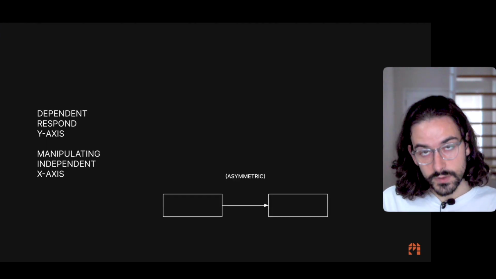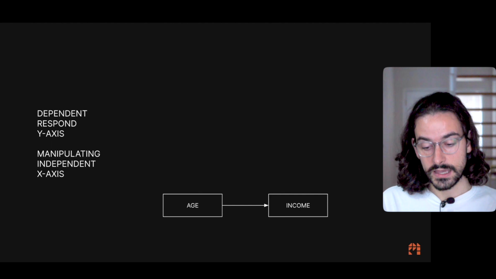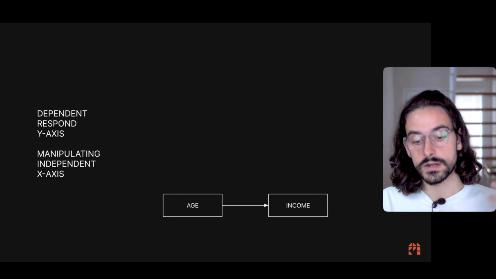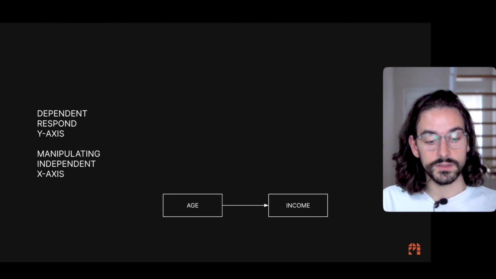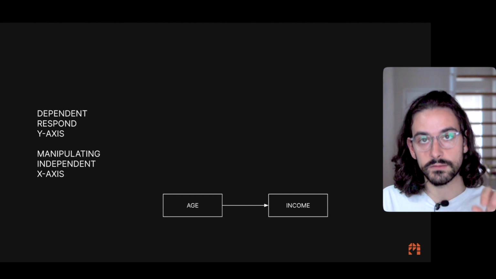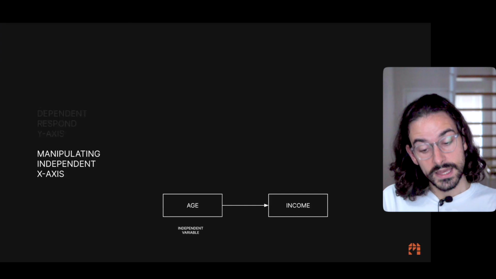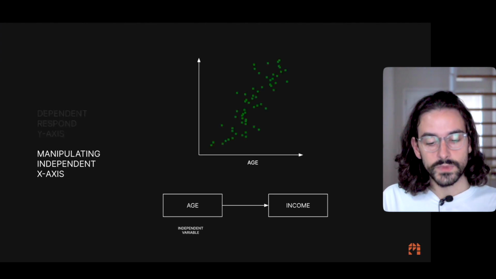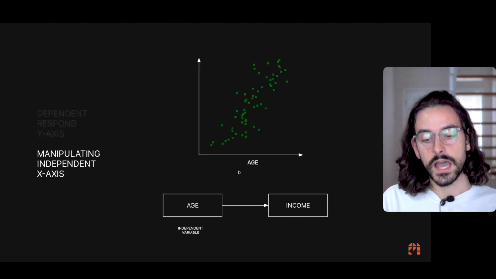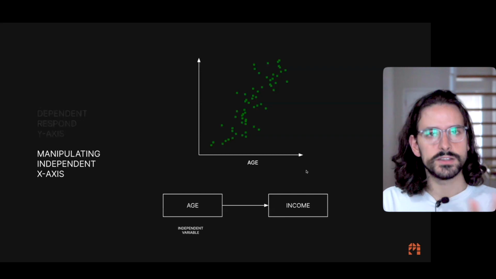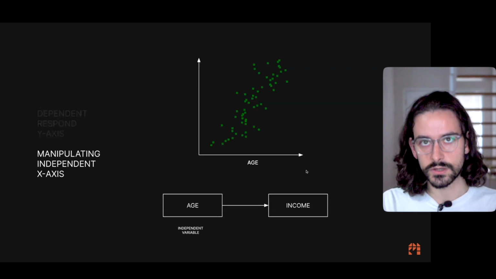So in an asymmetric relationship, you're going to have, for example, age and income. Which one is the independent? Well, the independent is the one that is manipulating, right? So age is the independent variable. Age is manipulating it, so it's the independent variable, and it stays on the x-axis of your scatter plot. It's sort of a standard that we chose to use, okay, worldwide.